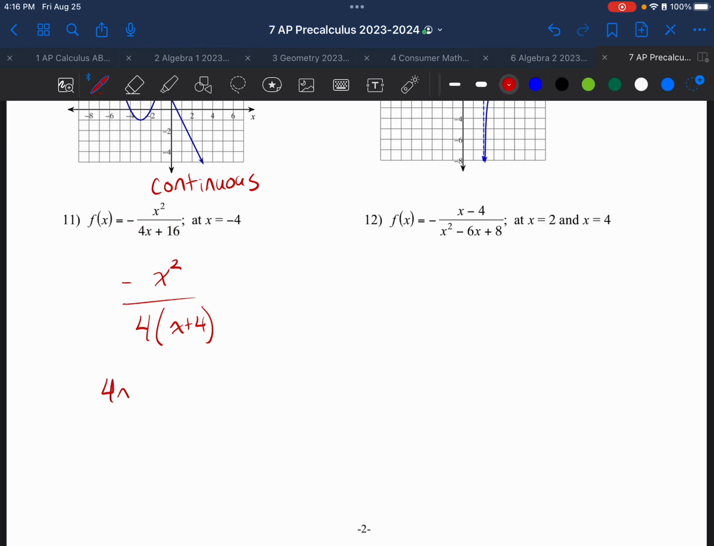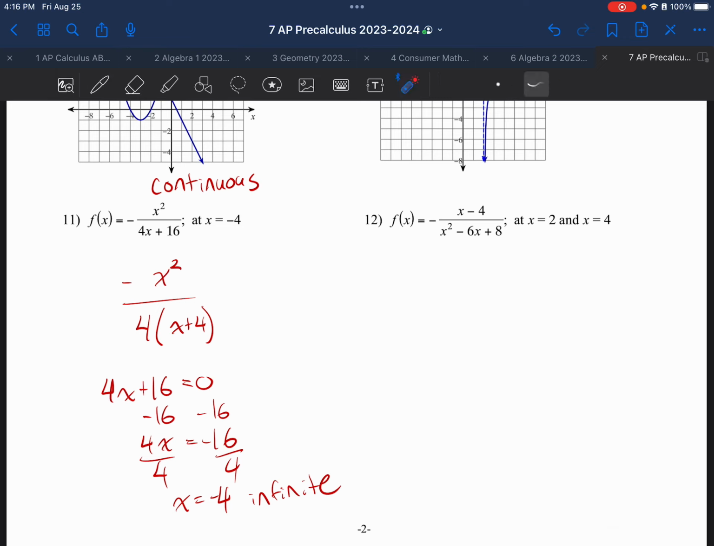I'm going to set you to 0 and see what happens. If I say 4x plus 16, I set you, the leftover, equal to 0, then I'm going to subtract 16, 4x is equal to negative 16, divided by 4, and x is equal to negative 4. Ooh, I found a value. This value, the leftover, will make an infinite discontinuity, so we'll say infinite. If this was like a square root of a negative or something weird like that, then it would be continuous. But it's not. It's a number, so it's infinite.